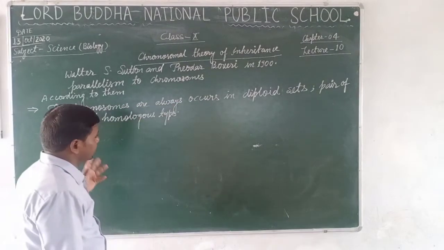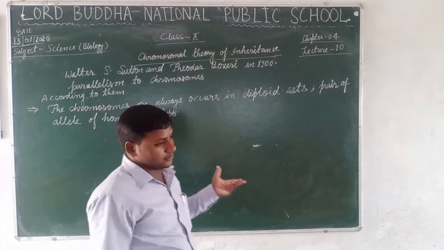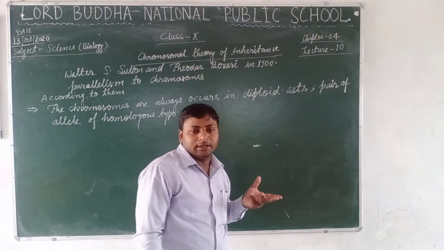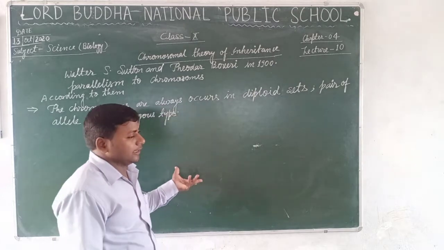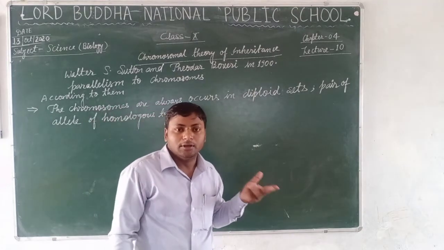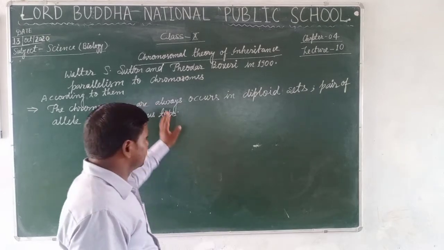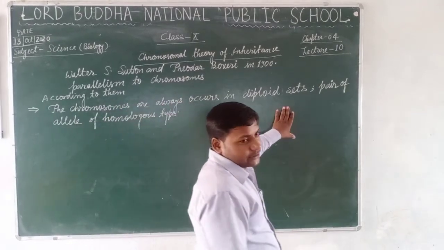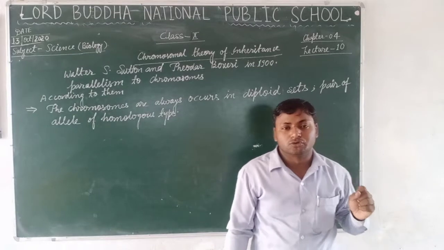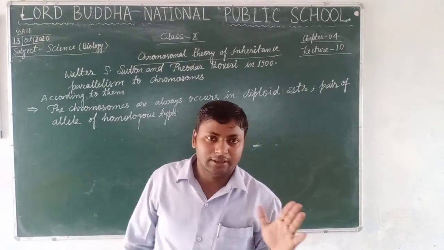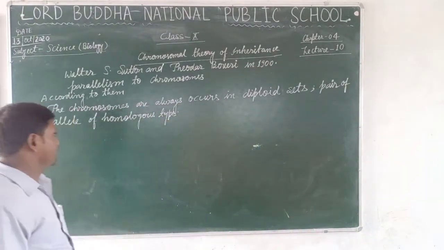Okay, students, it may be heterologous because if we take the example of a human male, then the diploid set possesses X and Y chromosomes, representing a heterologous set of chromosomes.